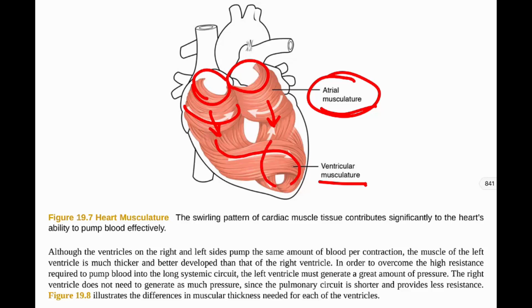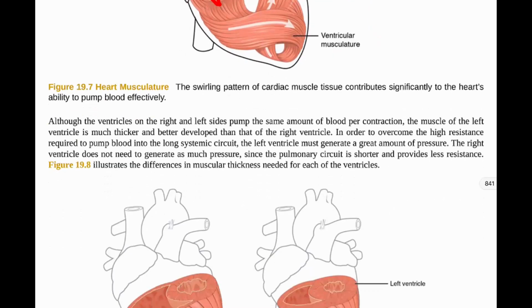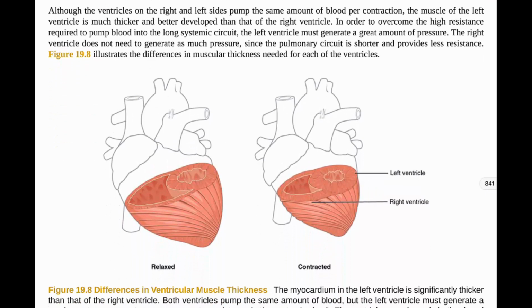So although the ventricles on the right and the left sides pump the same amount of blood, remember we have that 70 milliliters that's moving from section to section, from the atria to the ventricles, from the ventricles out, and then from the atria to the ventricles again. Since the left and the right sides pump the same amount of blood, the muscle on the left ventricle is much thicker.